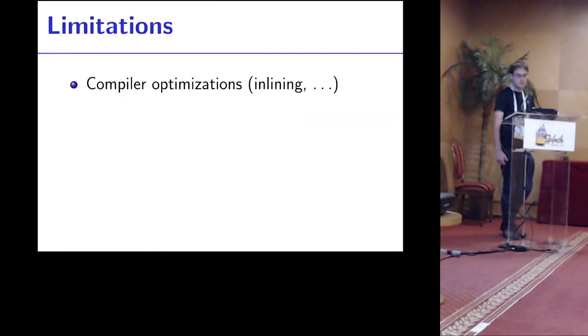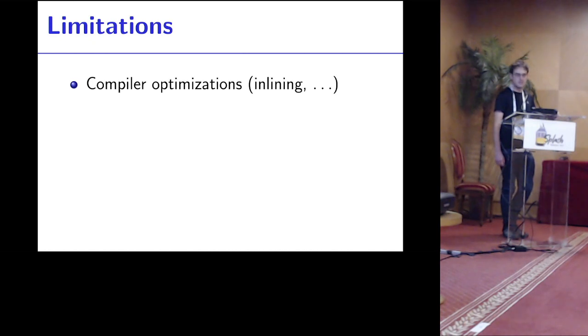Of course, there are many limitations now. What if we have compiler optimizations like inlining or loop unrolling and so on, which would make it a lot harder to write a rule which inspects an event from a certain source code location of our virtual machine.